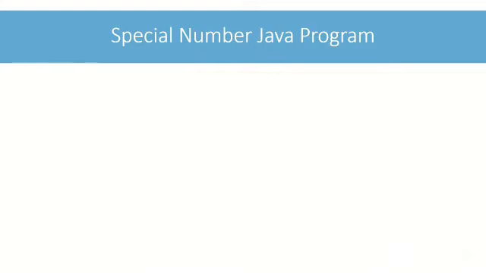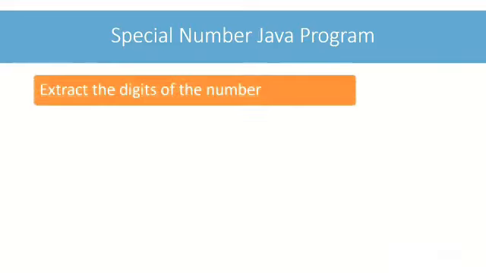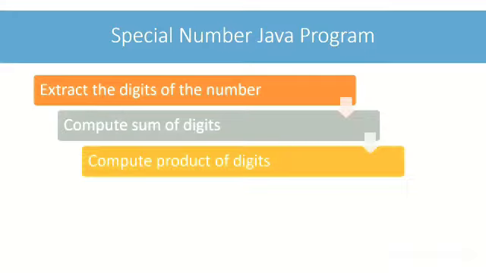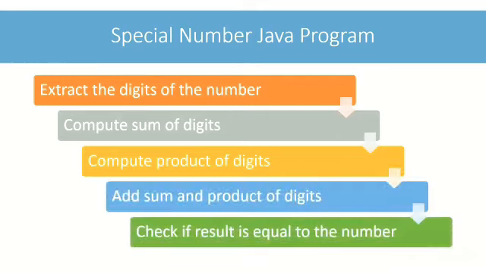To check if a number is a special number or not, we will first extract the digits of the number. Next, we will compute the sum of the digits. After that, we will compute the product of the digits. Then we will add the sum and product of the digits together and check if it is equal to the original number.